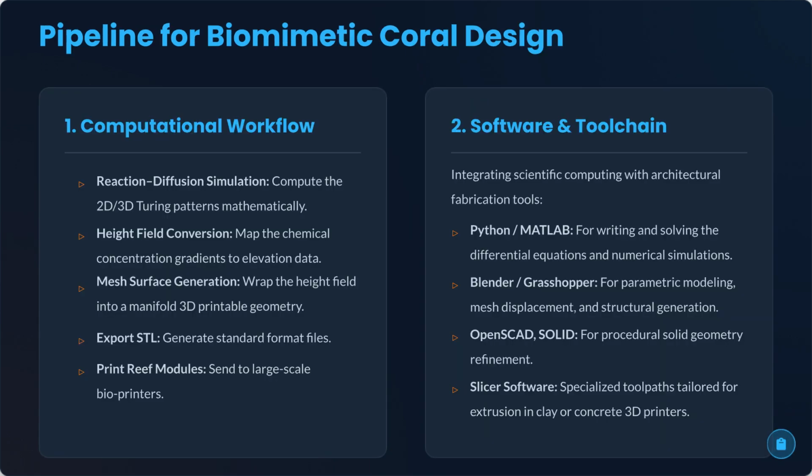The computational workflow begins with reaction-diffusion simulation to compute the 2D/3D patterns. This is converted into elevation data via a height field, then meshed into a 3D printable geometry, exported as an STL file, and sent to large-scale bioprinters. Software used includes Python or MATLAB for solving equations, Blender or Grasshopper for modeling, and specialized slicer software for printing.